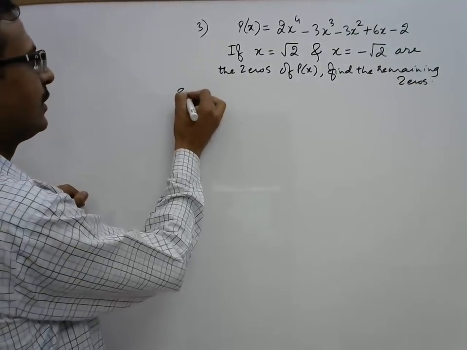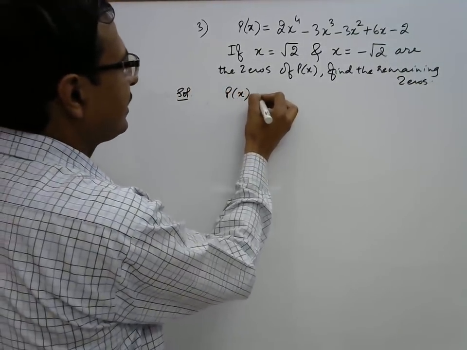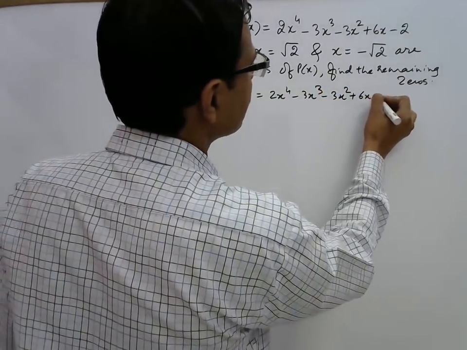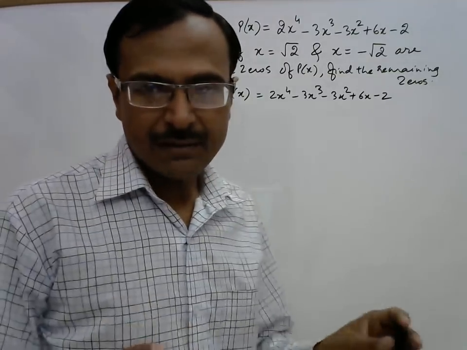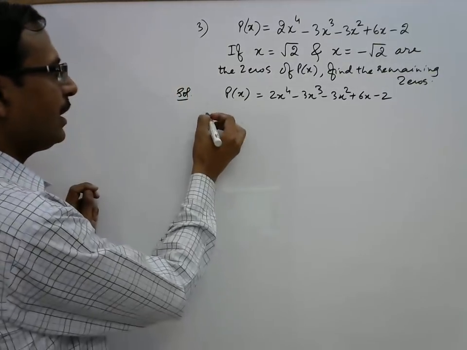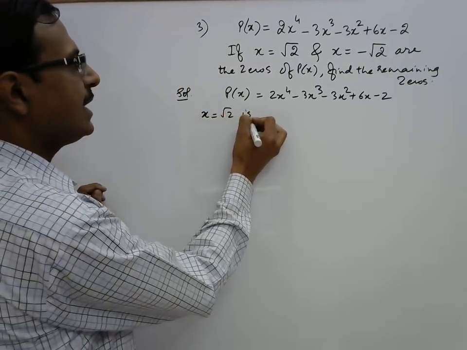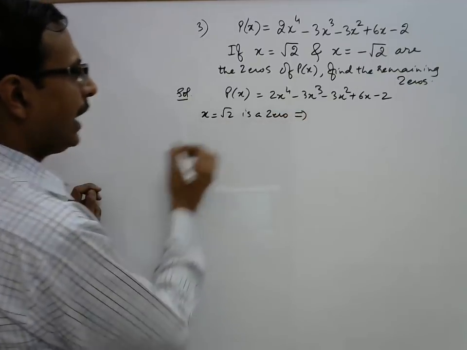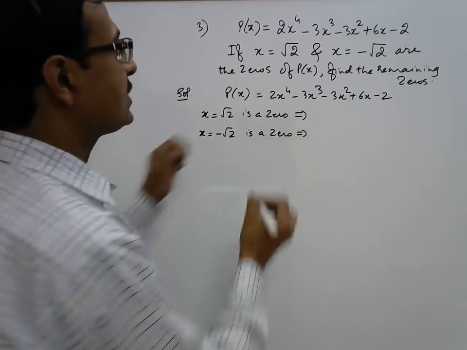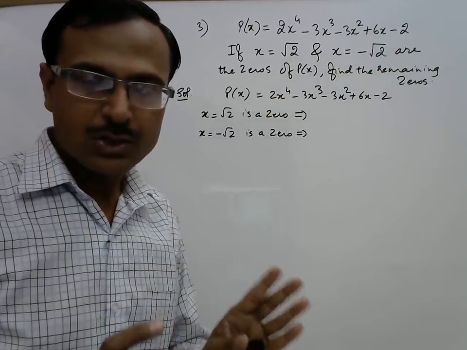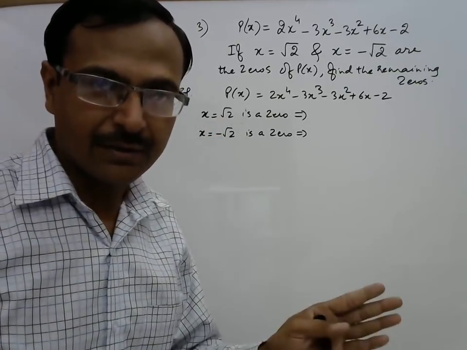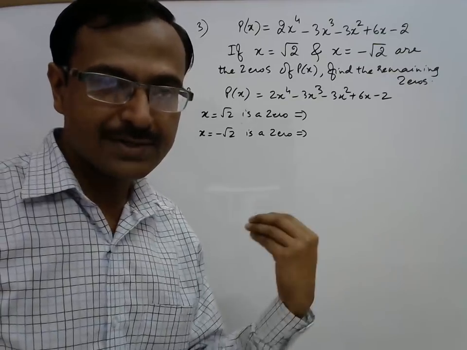So in this question, the value of Px is given 2x raised to power 4 minus 3x cube minus 3x square plus 6x minus 2. Now see carefully students. Now this is something important. x equal to root 2 is a zero and x equal to minus root 2 is a zero. Now these are the two zeros which are given in the question. So we need to convert both zeros into a factor. Now I told you in the previous question how to convert a zero into a factor.